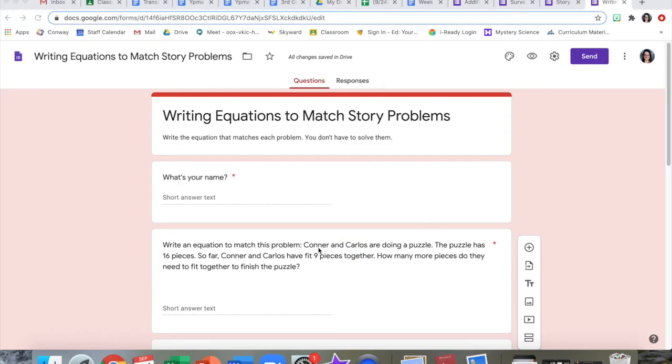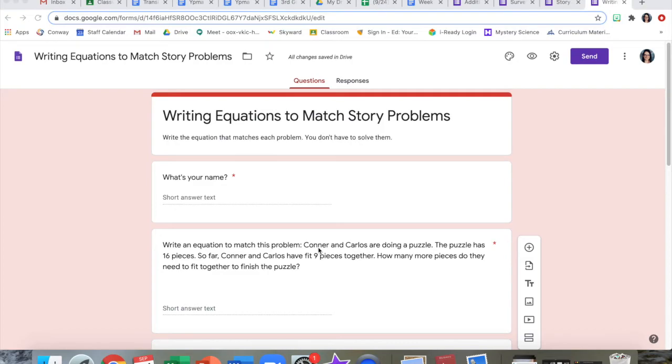Connor and Carlos are doing a puzzle. The puzzle has 16 pieces. So far, Connor and Carlos have fit 9 pieces together. How many more pieces do they need to fit together to finish the puzzle?